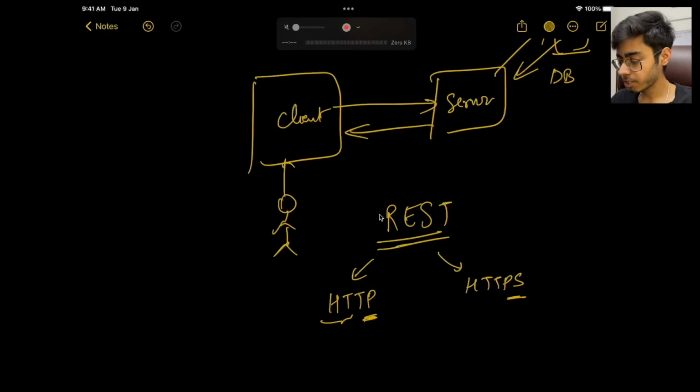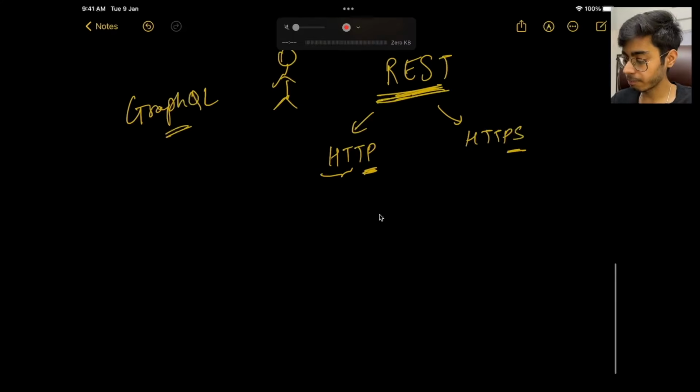So, representational state transfer. Similarly, we have GraphQL also. We'll be coming to that later, but you need to understand that representational state transfer is like a framework for web communications, client to server and server to client communications. And HTTP is a protocol in this REST. In this REST, there are multiple protocols, but HTTP is one of them, and there are some methods in this HTTP.